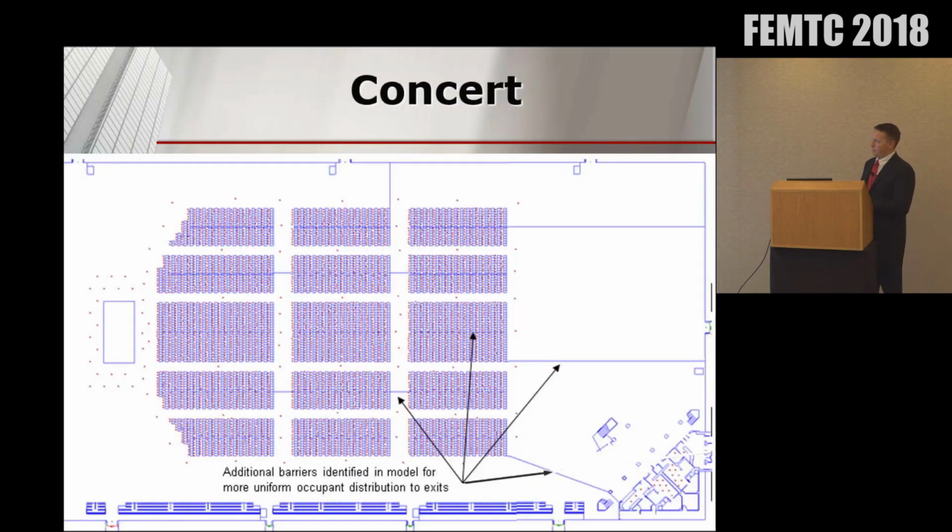In a concert arrangement, I just skipped ahead to where you can see we've put in dividers so that occupants can't travel laterally through the rows. We've put in some other barriers to force occupants to travel to a certain exit.